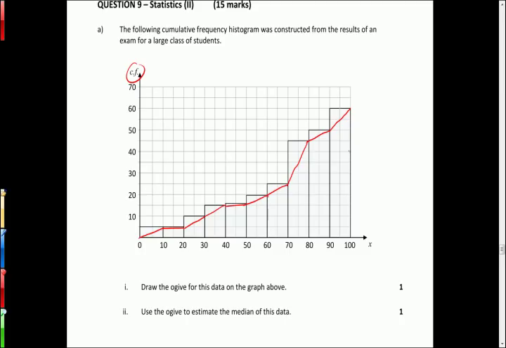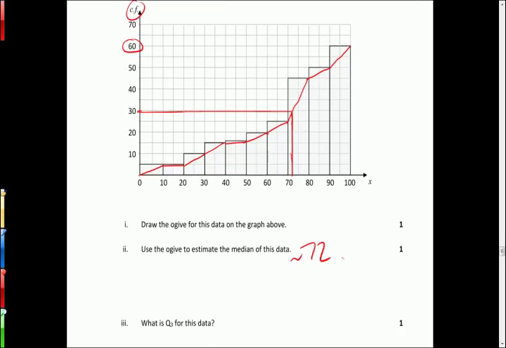Well, that's the center of the data. How much data? It's not 70, it only stops at 60. So the median will go to the halfway mark, which is 30, take it across till it hits the ogive, and then take it down. If that's 70, 80, that's 75, looks about 72 to me. I could put approximately equal to. Everyone's going to get slightly different answers, but 72 looks good to me.